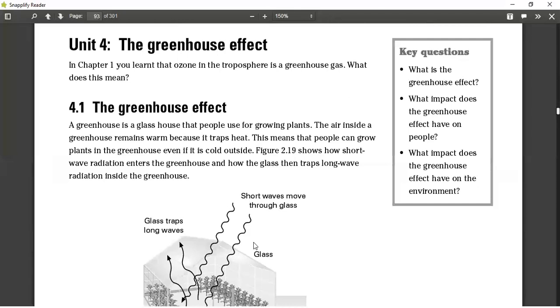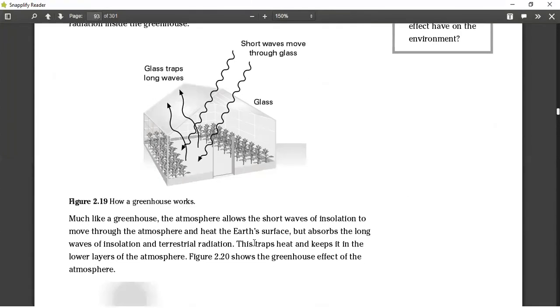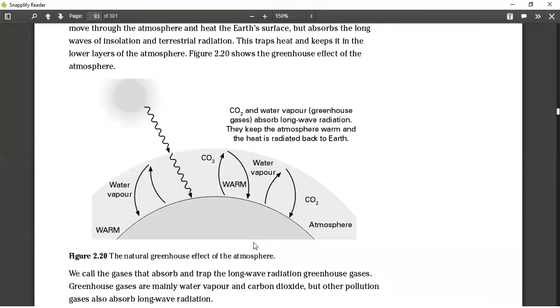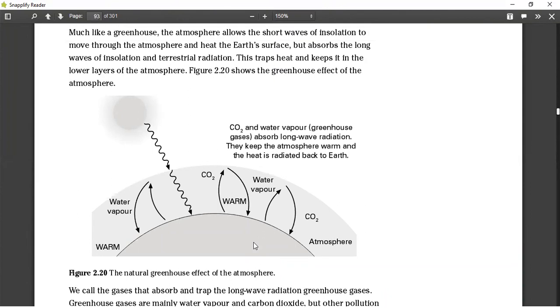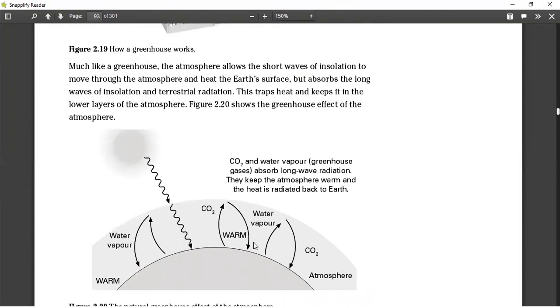So the greenhouse effect is basically how the earth is heated by the sun, and then that heat penetrates through the four layers of the atmosphere, reaches the surface of the earth, and then is trapped and can't escape. So that is the greenhouse effect of the atmosphere. Right, let's look at how the greenhouse effect of the atmosphere works. Much like a greenhouse, the atmosphere allows shortwave radiation, short waves of insolation, to move through the atmosphere and heat the earth, but absorbs the long waves of insolation and terrestrial radiation.